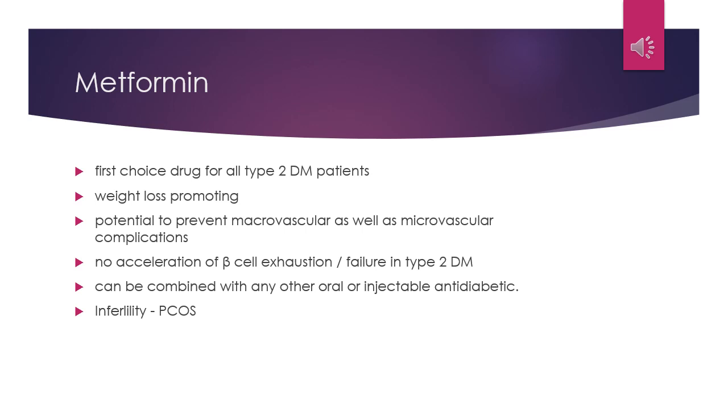As metformin improves the insulin resistant state, there is little acceleration of beta cell exhaustion in type 2 diabetes. It can be combined with any other oral or injectable anti-diabetic drug. Other uses of metformin: it is used in polycystic ovarian syndrome. In PCOS, there is infertility due to decreased ovulation, and there is also weight gain. Metformin improves the microenvironment of the ovary, thereby leading to improved ovulation and increased chances of pregnancy.